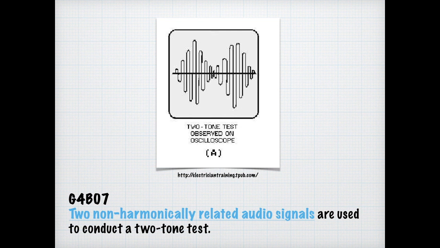A two-tone test is just simply two non-harmonically related audio signals. A good example of that is the old touch-tone telephone. If you have ever seen one, you know what I'm talking about. For the exam, just know that two non-harmonically related audio signals are used to conduct a two-tone test.